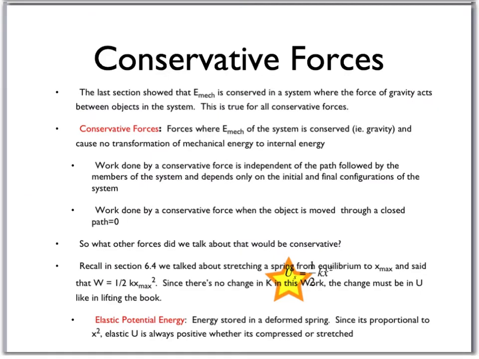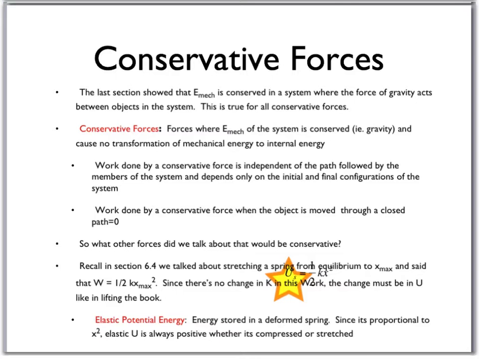In the last section, we showed that mechanical energy is conserved in a system where the force of gravity acts between objects in the system. And this is true for all conservative forces. Remember, mechanical energy is both your kinetic energy and your gravitational potential energy. And these two things would be conserved in many situations.